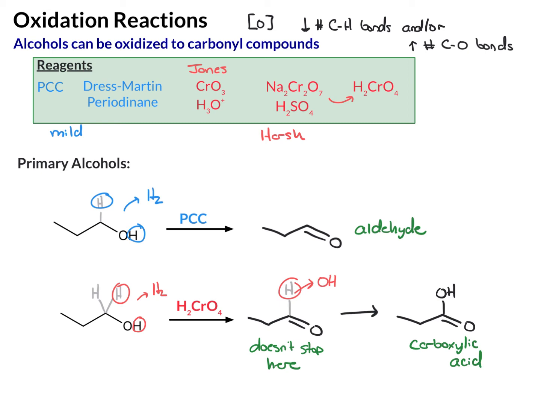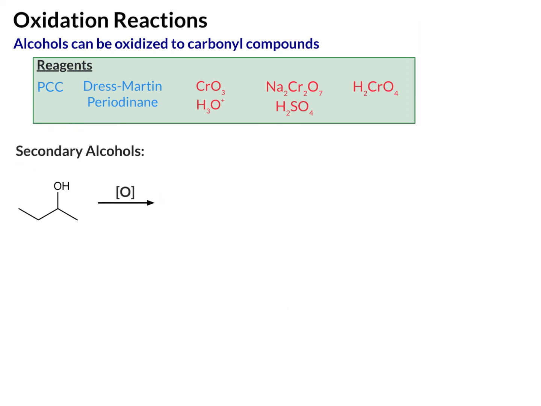While this step is different than the first, in the first you lost two hydrogens, and in this step you only lost one, it's still an oxidation step. Because what are we doing? We're decreasing the number of carbon-hydrogen bonds. We had one, now we have none. We're increasing the number of carbon-oxygen bonds. We had two in the double bond. Now we have 1, 2, 3. So with primary alcohols, you're going to see a big difference in whether you use a mild oxidizing agent or a harsh oxidizing agent.